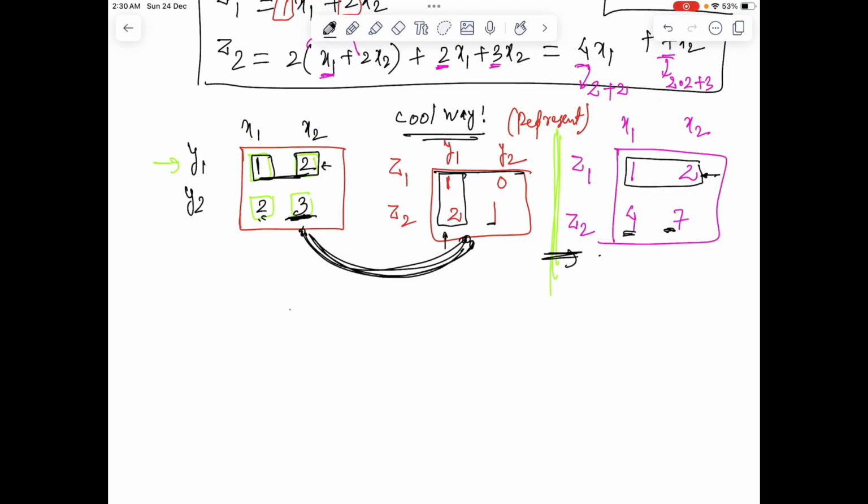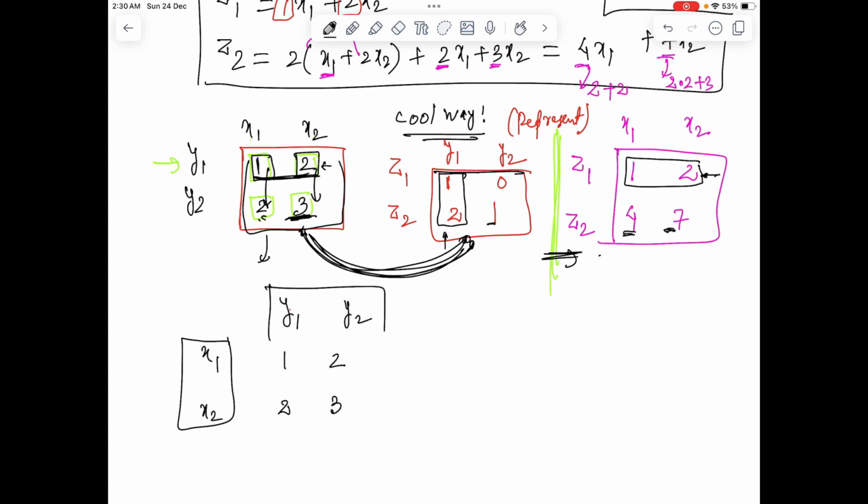If we try to express this information in a very systematic way, let's keep x1, x2 over here and y1, y2 over here. So basically I've rotated this entire system, right? If you just take it up and rotate it, in front of x1, 1 and 2 should come. So let's write 1, 2, and in front of x2, 2 and 3 should come. So it will give 2, 3.